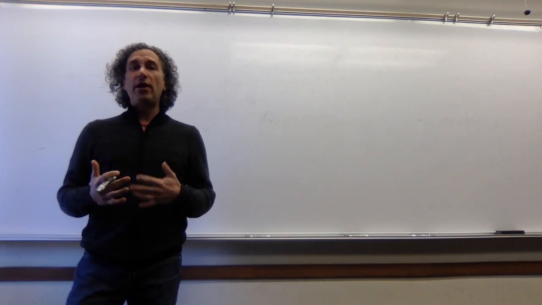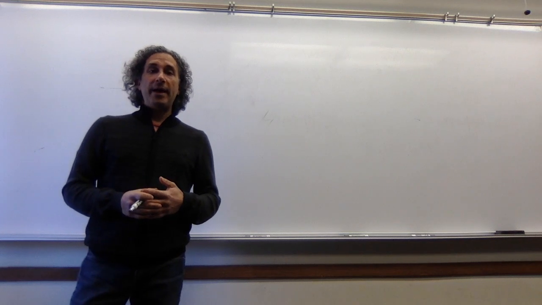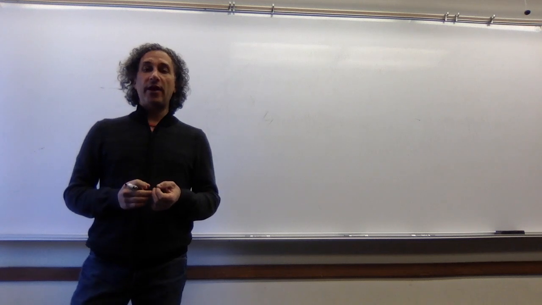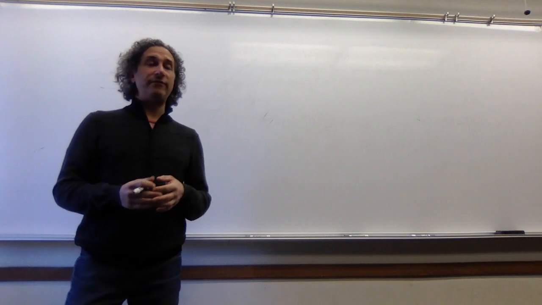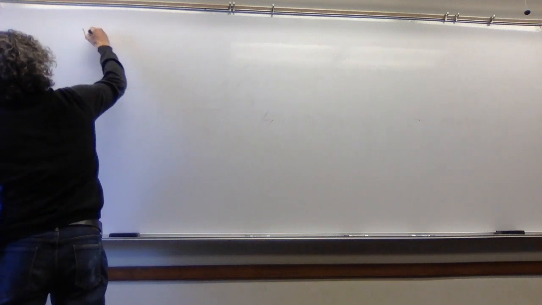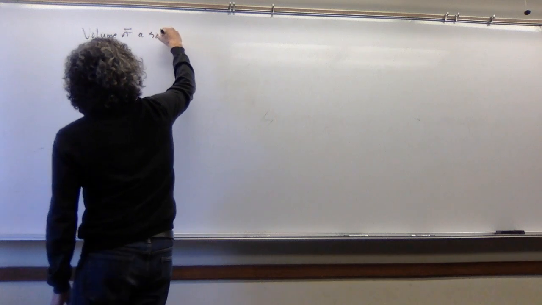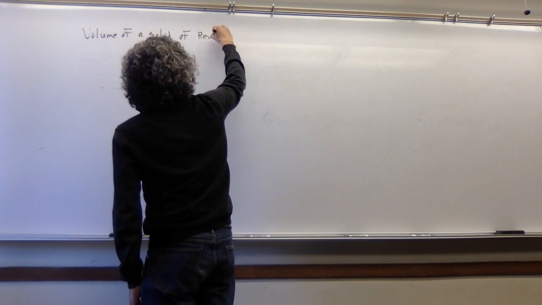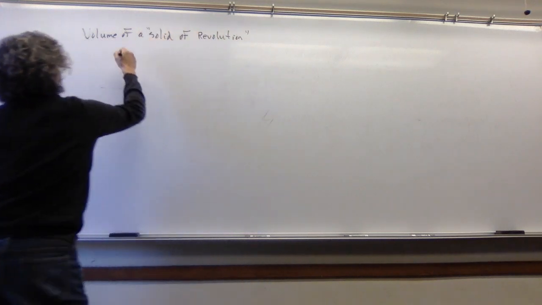Now, there's a general volume problem which is addressed in multivariable calculus. But in this class, what we're going to be able to do is find one particular volume, and that's finding the volume of a solid of revolution. So what do I mean by that?